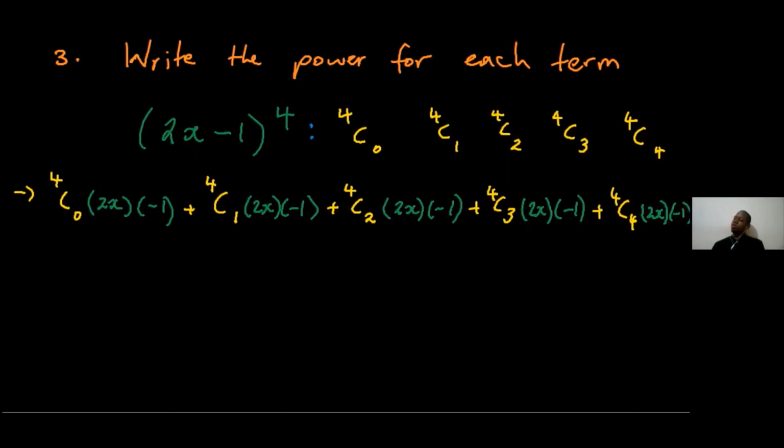All right, and now the final step is to write the power for each of these terms. And like we said before, it's going to start at 4 for the first term and count down to 0. And this one will start at 0 and count up to 4. So the 2x here is going to be 4, 3, 2, 1, 0. And now for the other direction, that's 4, 3, 2, 1, 0.